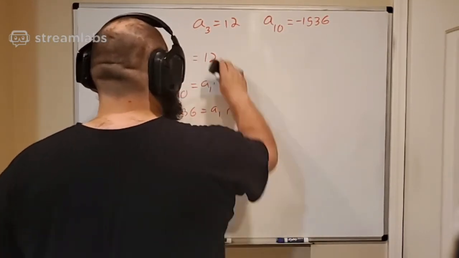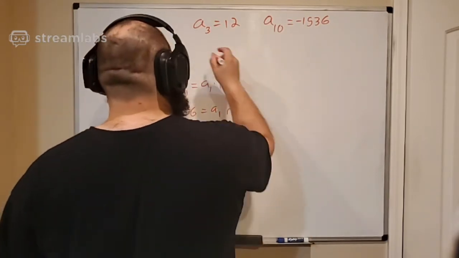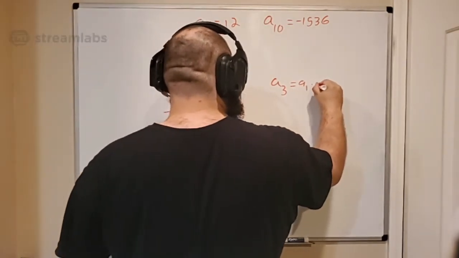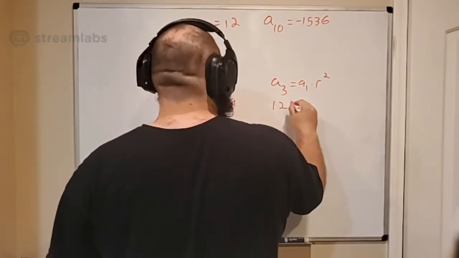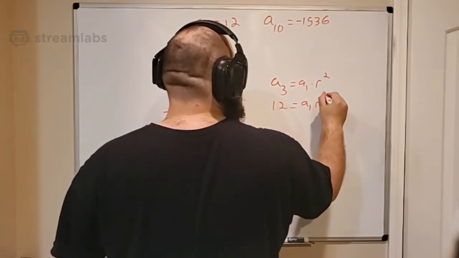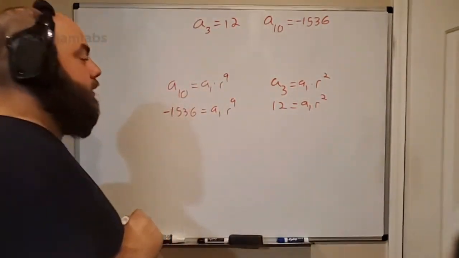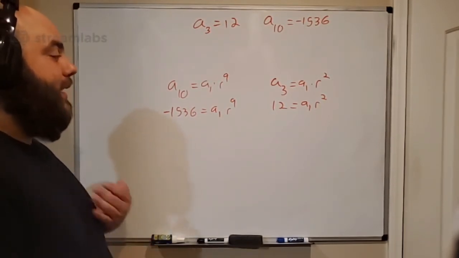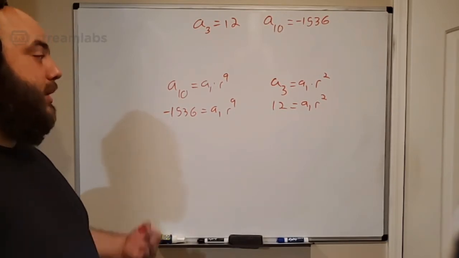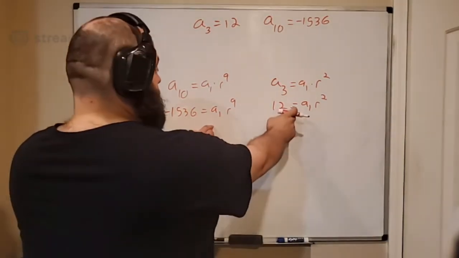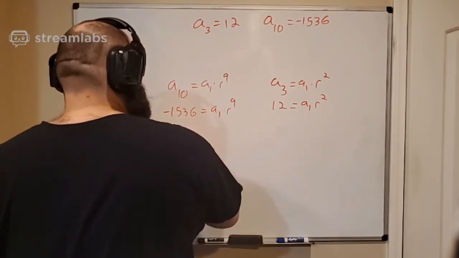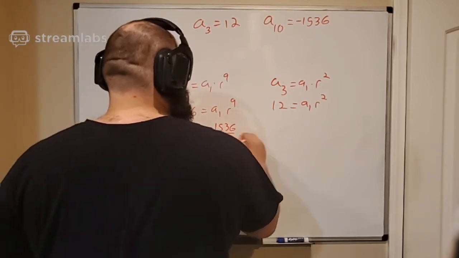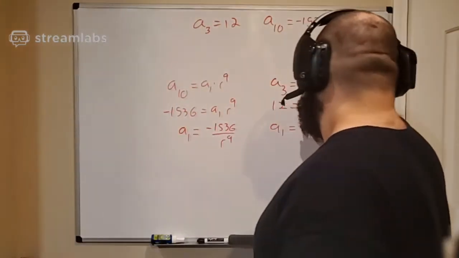So we have, and I'll do that over here then, A3 is equal to A1 times R squared. So 12 is equal to A1 R squared. So same thing we did yesterday, you just write your two formulae involving A1 and R. My suggestion, the easier way in my opinion, is to solve both of them for A1. So you get A1 is equal to negative 1536 over R to the ninth, and A1 is equal to 12 over R squared.